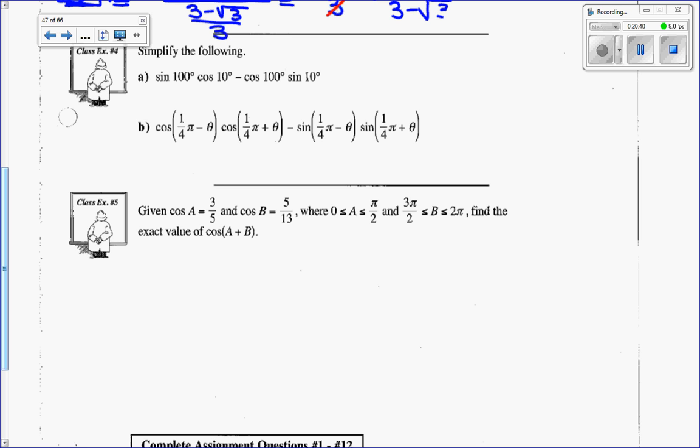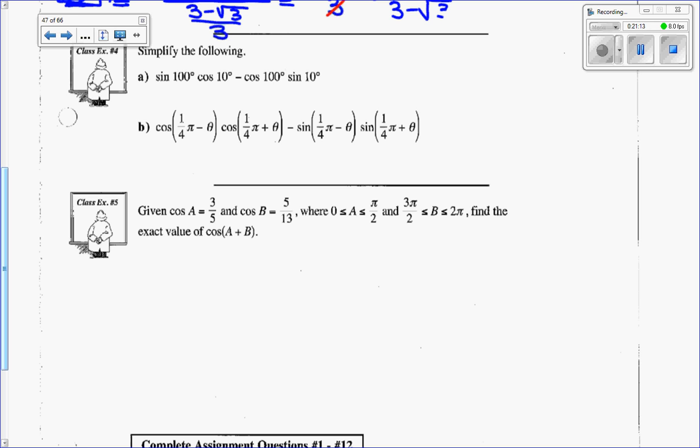Okay, so look at number 4 for a minute. It's just asking us to simplify sine of 100 degrees times cos of 10 degrees minus cos of 100 degrees times sine of 10 degrees. Look at your identities for a minute. Do you see like sine times cos minus cos times sine anywhere? Which one is this? Yeah, sine of A minus B, right?